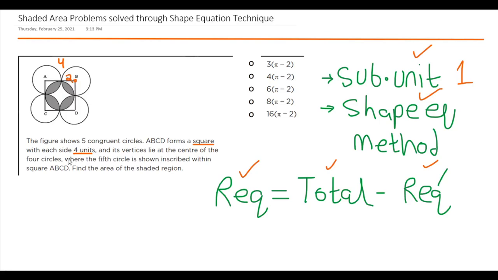Then it says the 5th circle is shown inscribed within the square. Find the area of the shaded region. So the question is asking about the area of these 4 leaf-like shapes, and don't worry if it's complicated right now. Once I describe the whole method and how it works, everything is going to make sense.